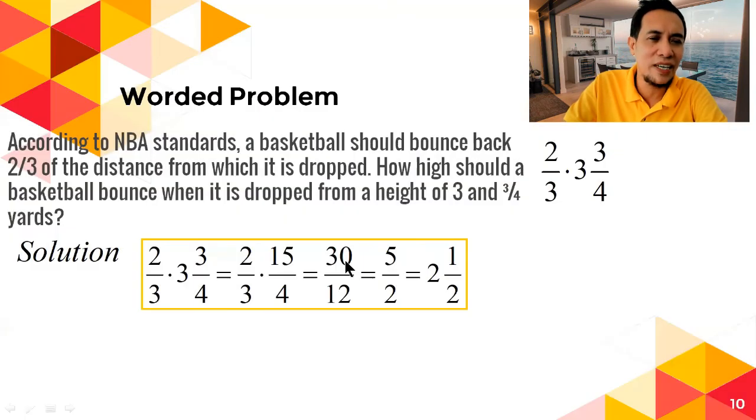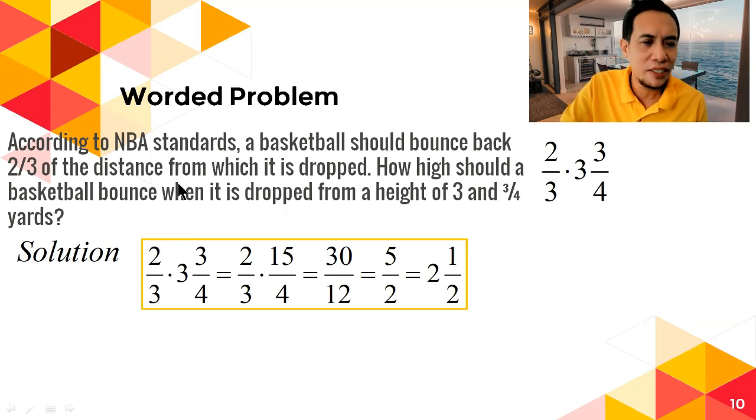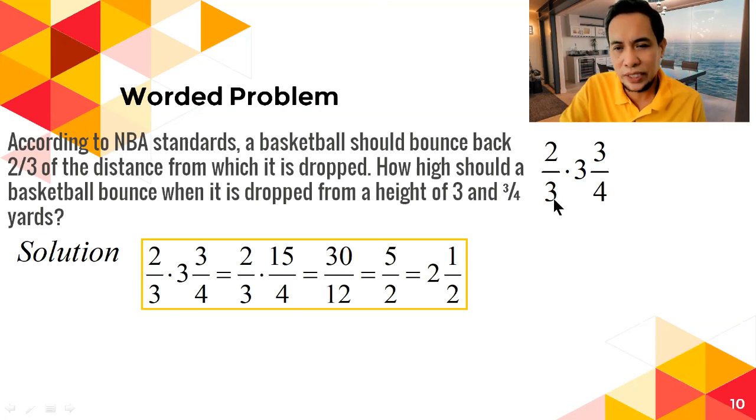Okay, so let's go to the next. We have a word problem, an application of multiplication of fractions. According to NBA standards, a basketball should bounce back 2/3 of the distance from which it is dropped. How high should a basketball bounce which is dropped from a height of 3 and 3 over 4 yards? This is a multiplication between 2/3 and 3 and 3/4. What is 2/3 of 3 and 3 over 4?